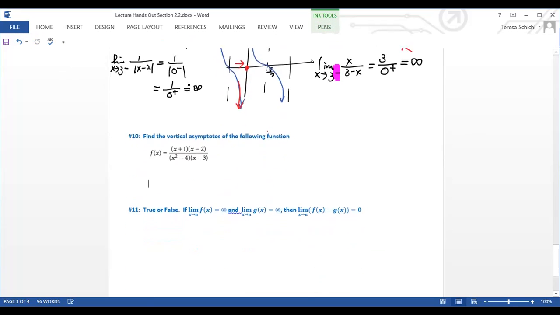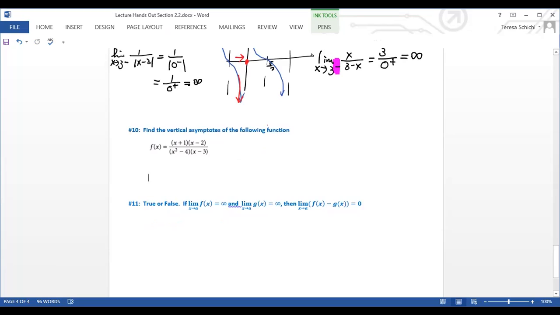All right, so now number 10 is here. They said, oh, this one's easy. They just want to find the asymptotes, the vertical asymptotes. So remember, what is the vertical asymptote? The vertical asymptote is where the denominator equals 0. That means (x squared minus 4)(x minus 3) equals 0. So we know if two things multiplied equal 0, that means this one equals 0 or this one equals 0, right?